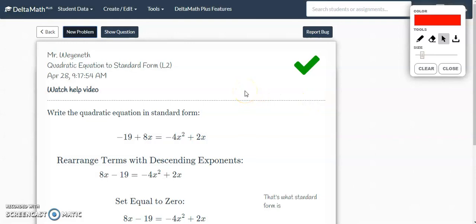So that handles the quadratic equation to standard form level 1 and level 2 problems. And you'll also notice you've got a few mixed review problems from skills throughout our Algebra 1 course.